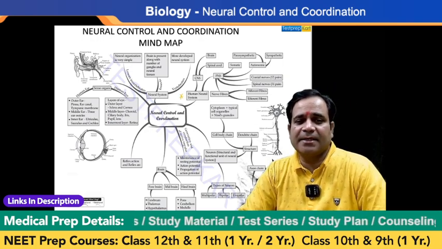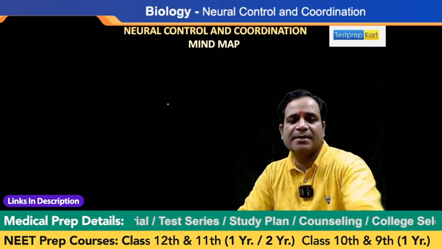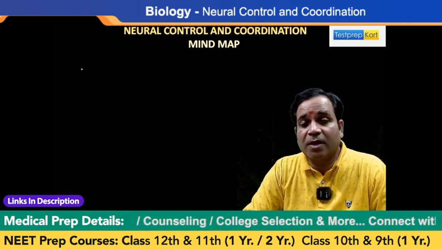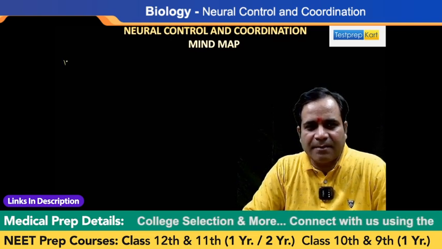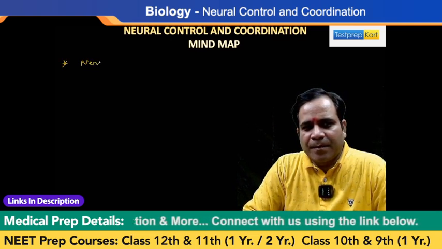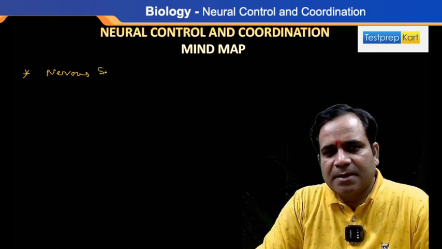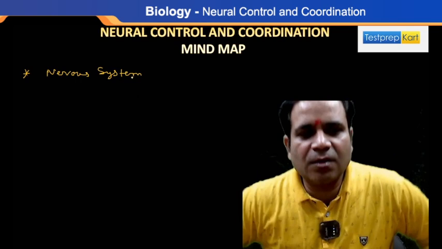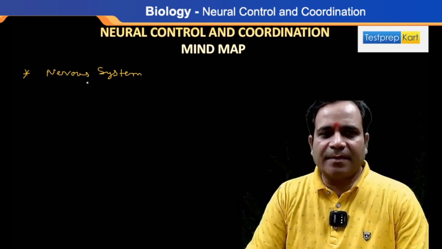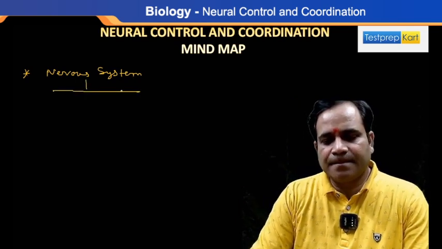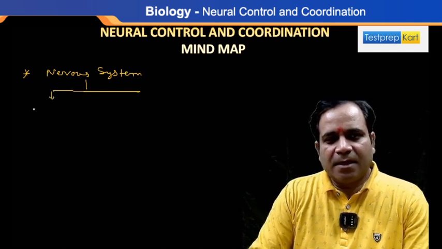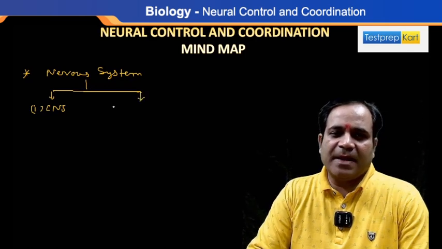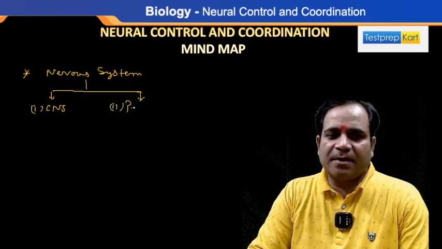Let's see what I'm going to write here. Nervous system, because we control and coordinate with the help of the nervous system. Getting my point? See here, the nervous system. If I ask you, this nervous system is classified into how many parts? Two parts. One is what? CNS, central nervous system. The second one is what? PNS, peripheral nervous system.